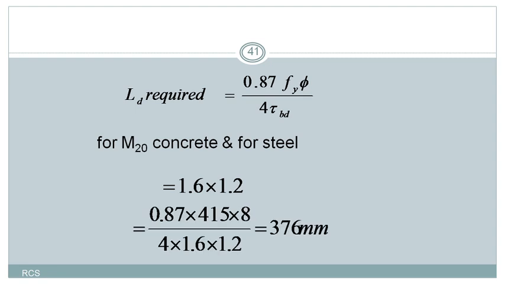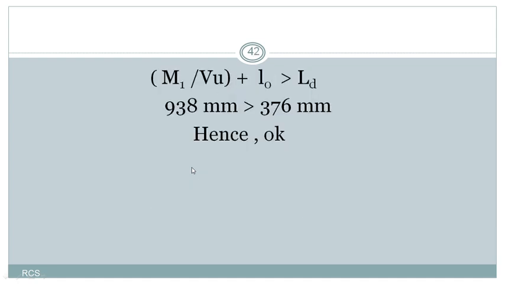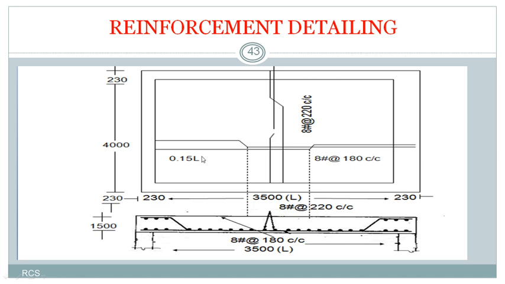According to this formula, if you calculate 0.87 Fy phi by 4 into tau BD, we will get 376 will be our LD. And this tau BD value depends upon the grade of steel and concrete. Right? Based on IS 456, we can find the tau BD for the given grade of steel and concrete. Say if you check, our M1 by VU plus L0 value is greater than LD, so hence we are safe against the development length. So this is the total reinforcement detailing.